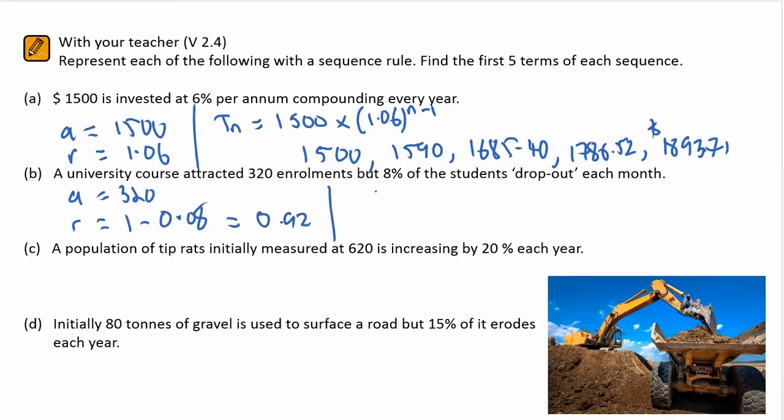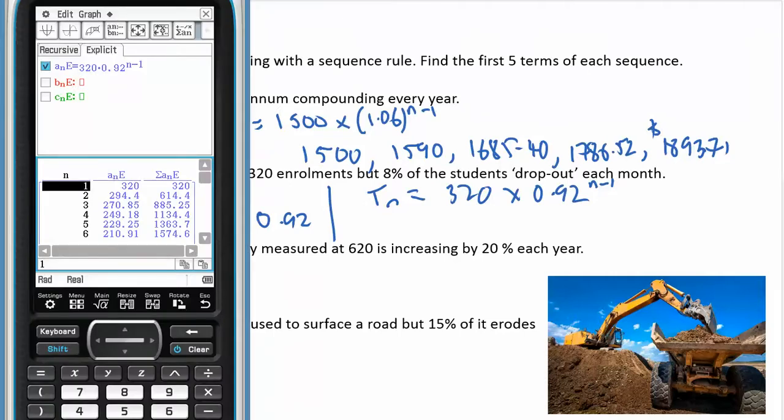That will then give me the sequence. Tn is 320 times 0.92 to the power of n minus 1. Entering that into the calculator, you can see the 320 to 294 to 270.85, 249, 229, etc. Now, if you're actually asked to answer a particular year term, you would round that, but I'm just going to record it for the moment as whole numbers, as decimal numbers.